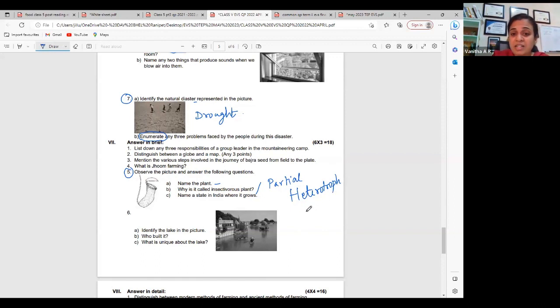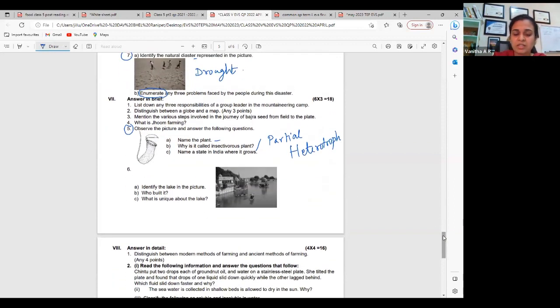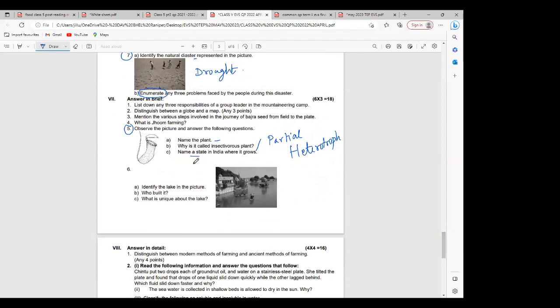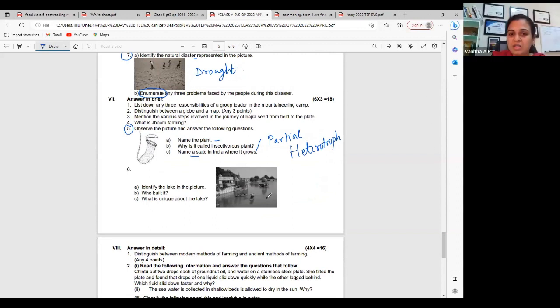And then, name a state in India where it grows. It's again from the book only that we have taken it. Meghalaya. Yes, ma'am. And this is also a picture-based question from the textbook. See, that's what I said. An EVS question paper, if it has some pictures, I feel it's very lively. Most of the teachers also agreed. It should be a lot of picture-oriented, and drawing skills also should be tested.